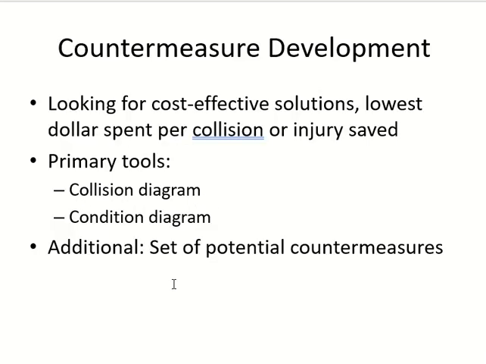How do we develop a countermeasure? How do we reach a solution? We have to do some extra analysis, which is done using collision diagram and condition diagram. We also need some potential countermeasures which have been used in your area or internationally. So I need a pool of solutions from which I will pick one. It will make my life easier if I already have this data.